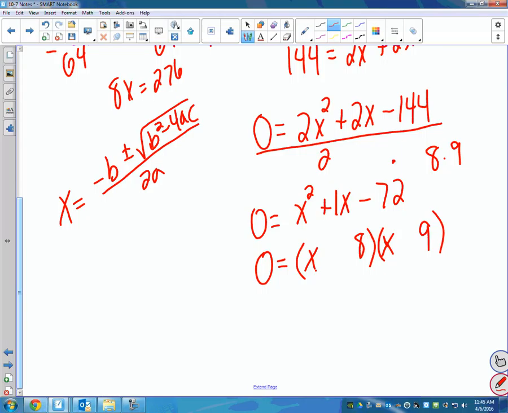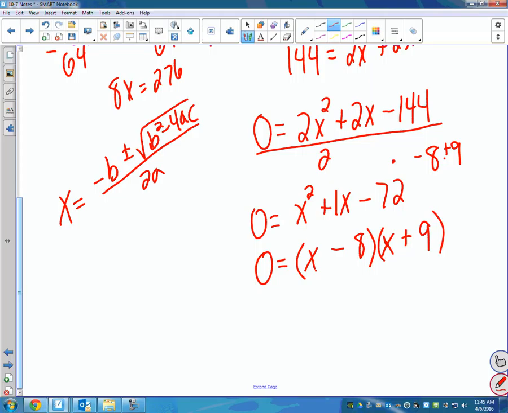But my advice is always think about if you put the negative in front of the 9 and a positive in front of 8, that does not give you a positive 1, right? So there's only one way it works. If you put the negative in front of the 8 and the positive in front of 9, that's going to give you a positive 1. So that's how you know that it's positive 9, negative 8.